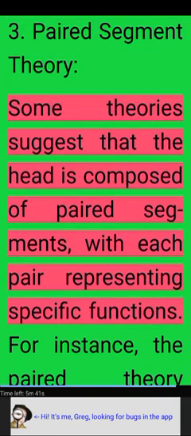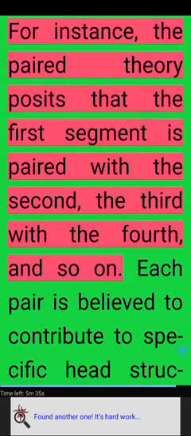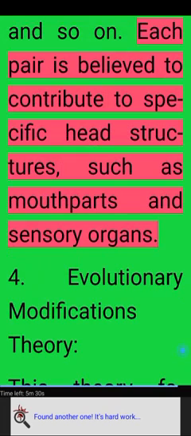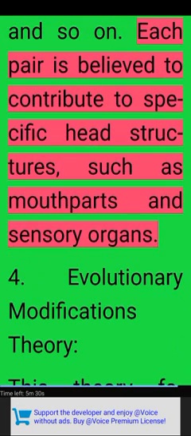3. Paired segment theory. Some theories suggest that the head is composed of paired segments, with each pair representing specific functions. For instance, the paired theory posits that the first segment is paired with the second, the third with the fourth, and so on. Each pair is believed to contribute to specific head structures, such as mouthparts and sensory organs.